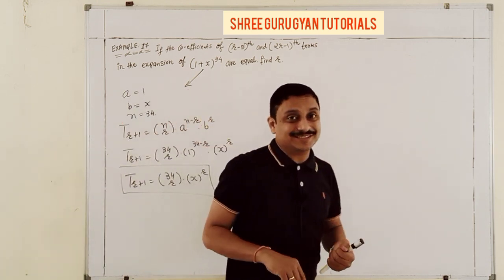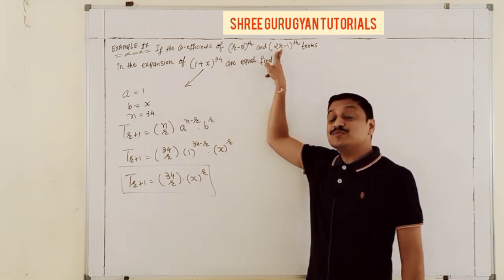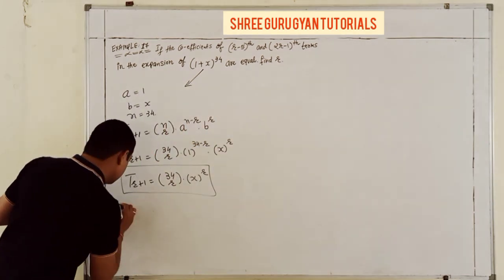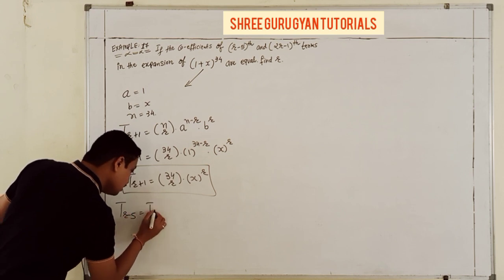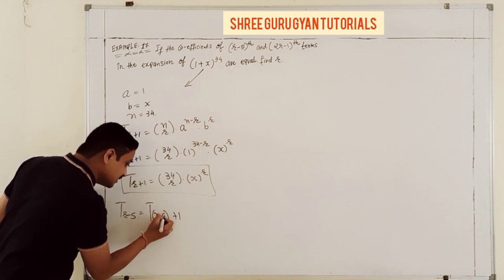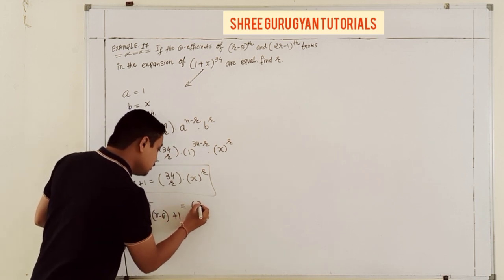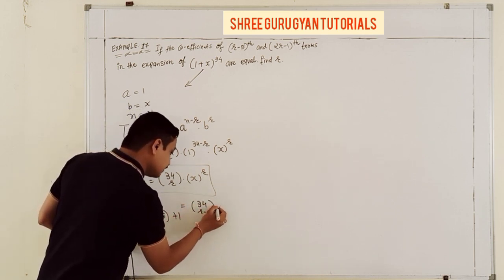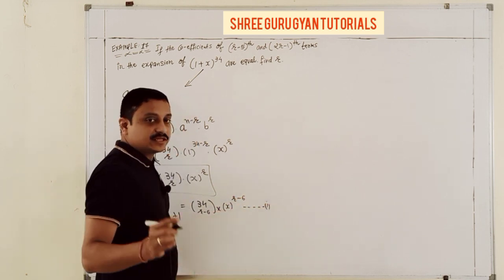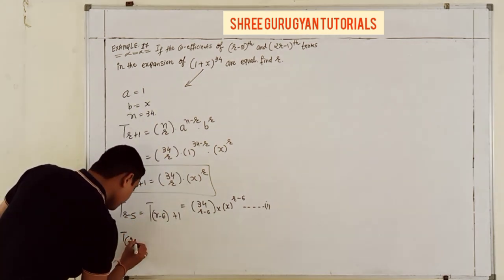Now read the question again: the (r minus 5)th term, the (2r minus 1)th term. So I derive here the (r minus 5)th term. Can we write down here plus 1 as necessary according to comparison? I here write r minus 6. Check: r minus 5 is r minus 6 plus 1, and here 34C(r minus 6) x raised to r minus 6. Statement 1.